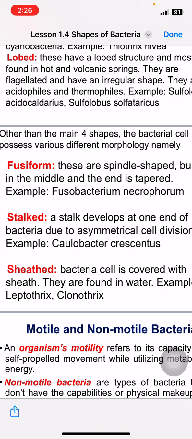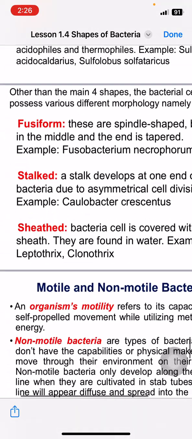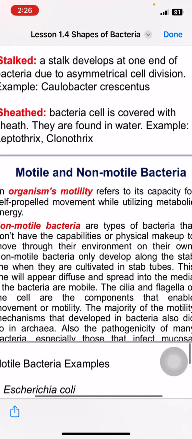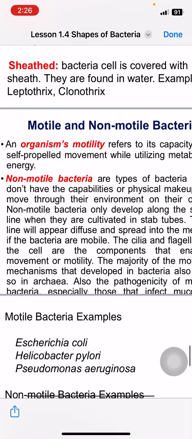cytokinesis. Okay, and lastly, we have the sheath. As the word itself suggests, it is covered with a cell wall or a sheath that provides rigidity. So those are the shapes of bacteria. And now moving forward, we have motile and non-motile.